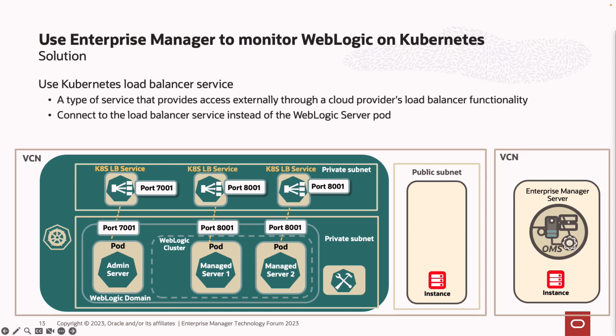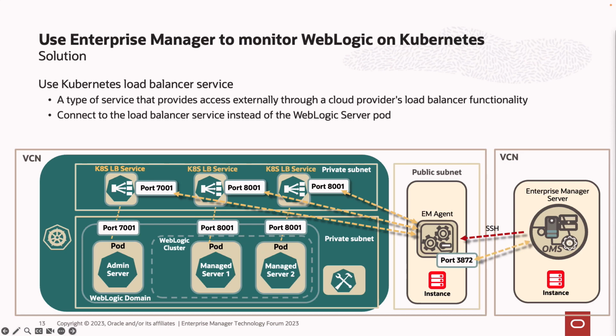The next is to install an EM agent. Create a public subnet within the VCN. Then you can use SSH to push the agent binary from the Enterprise Manager console and remotely install the agent in the same VCN with a Kubernetes cluster. This way, it can connect to the load balancer services and get the metric data from the WebLogic servers. Lastly, configure the agent port so that it can communicate to the Enterprise Manager that is located outside of the VCN. Using this method, you can configure the EM agent to connect to the load balancer services instead of directly communicating with the WebLogic servers in the Kubernetes pods.